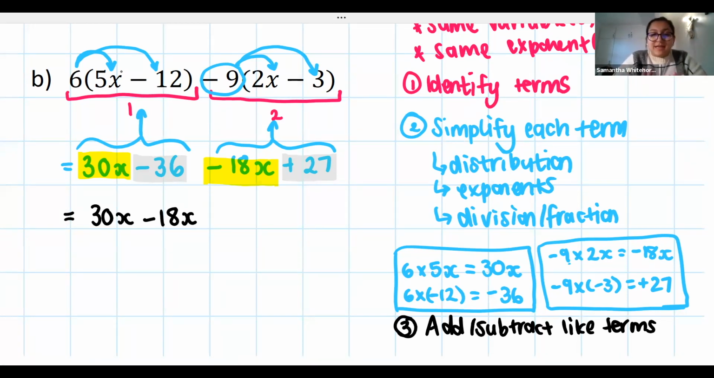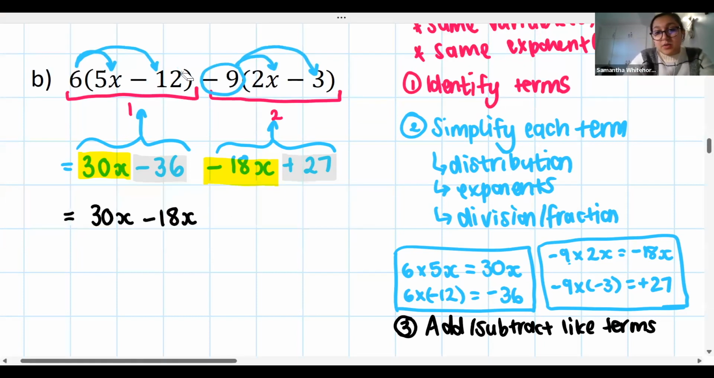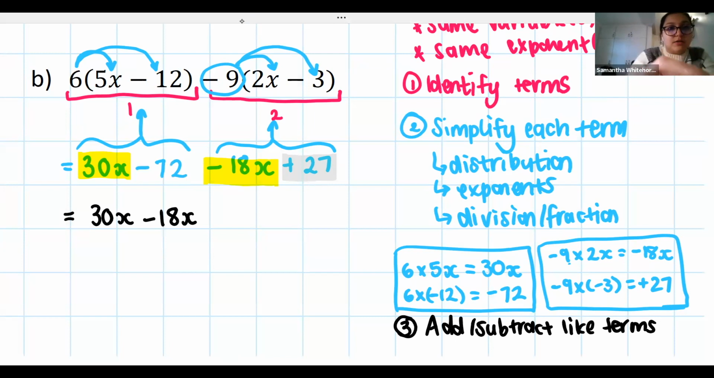Okay, I see the mistake. I'll fix it now. Thank you. I appreciate it. So all of you shouting at me, yes, mistake. This is what happens when we're not focused. 6 times negative 12 is indeed negative 72. Thank you for picking that up. So this should be negative 72. Doesn't change my like terms. That's still a like term, but well done.